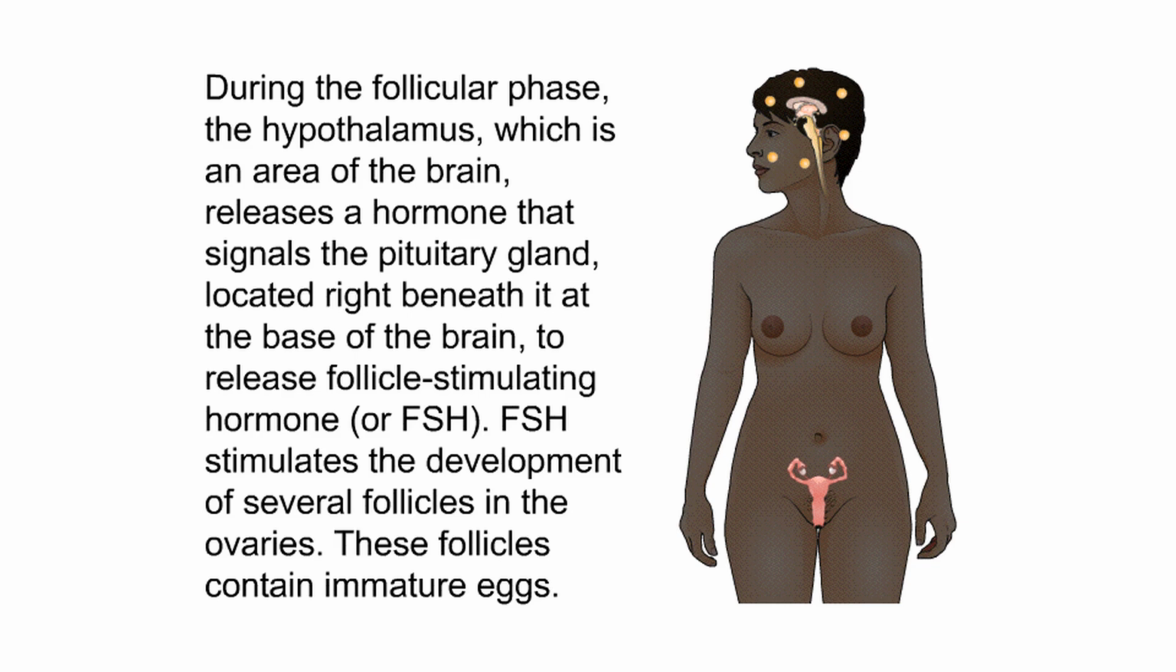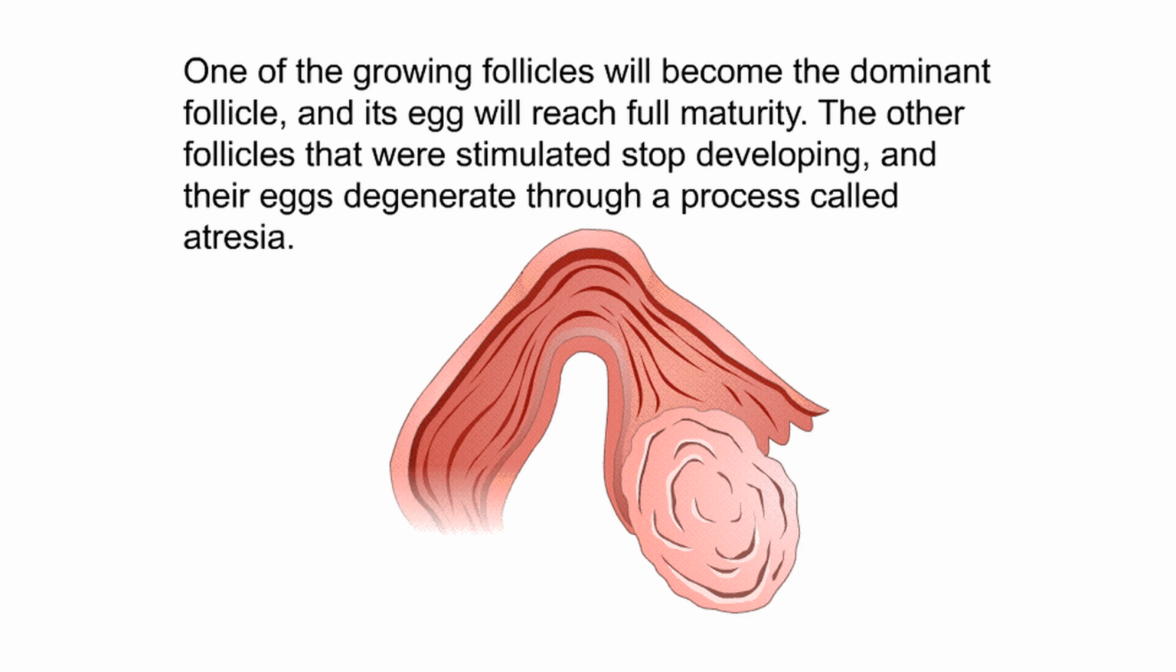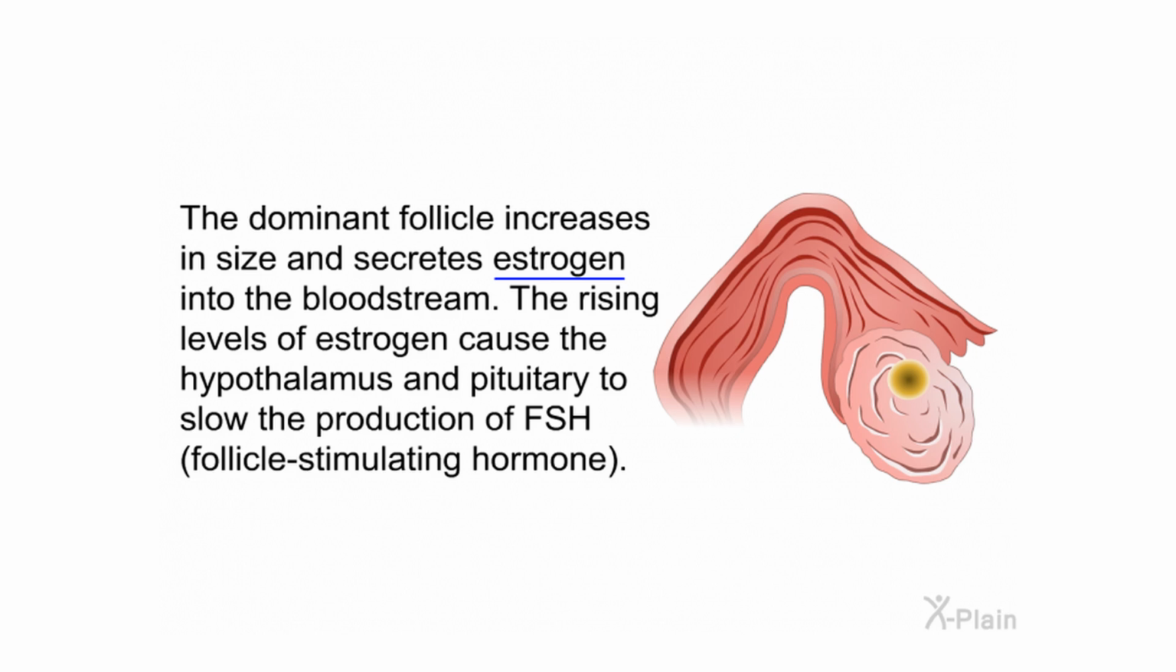FSH stimulates the development of several follicles in the ovaries. These follicles contain immature eggs. One of the growing follicles will become the dominant follicle, and its egg will reach full maturity. The other follicles that were stimulated stop developing, and their eggs degenerate through a process called atresia. The dominant follicle increases in size and secretes estrogen into the bloodstream. The rising levels of estrogen cause the hypothalamus and pituitary to slow the production of FSH, follicle-stimulating hormone.